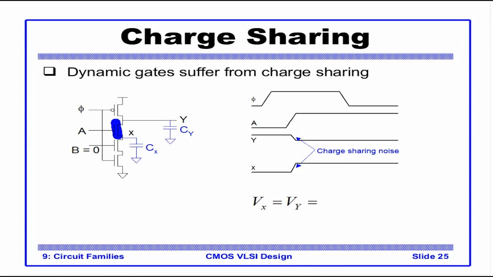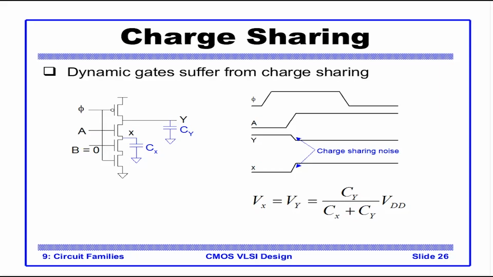This NMOS here conducts, and now we could say that X and Y are similar nodes. So the capacitance of X will now affect the node Y, and the value on Vx will be equal to Vy because this is conducting. Vx is equal to Vy now will become Cy upon Cx plus Cy into Vd because there is some voltage drop. So the value on Y is not in fact VDD, it is lower than VDD. How much lower? Depends on the capacitance Cx.